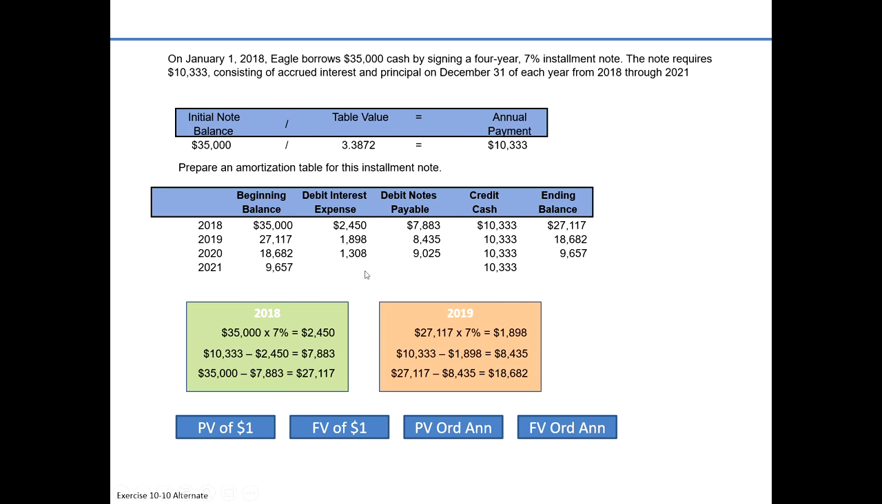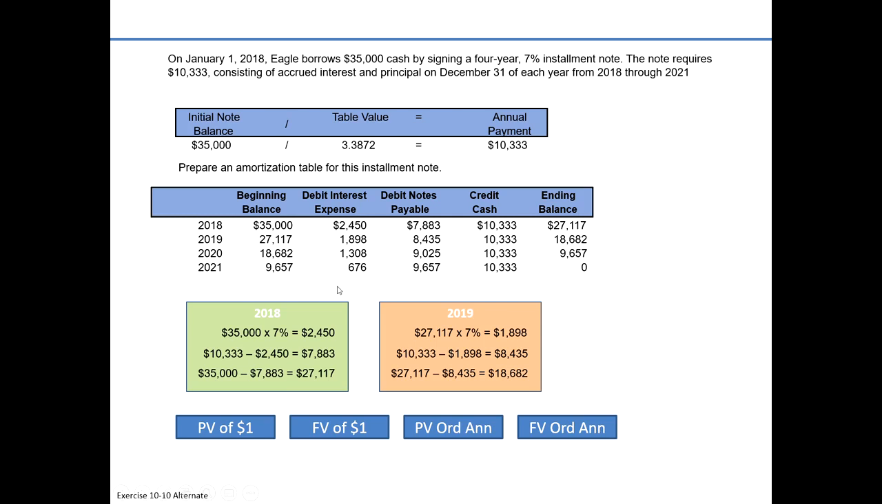Again, multiply that times 7%, and your interest in 2021 is $676. Again, subtract that from the full cash payment, and you get a payment down of principal of $9,657. Subtract that from the ending balance in the prior year, and you prove out that you've paid off all your principal.